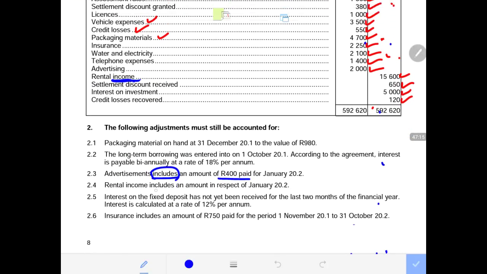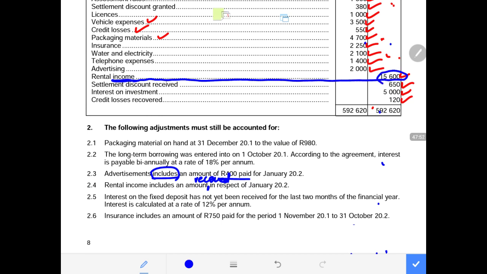They say rental income includes an amount received in respect of January 2002. I want to put this part here: rental income includes an amount received, just for more clarity, in respect of January. That means the rent that we have received here is not for 12 months.